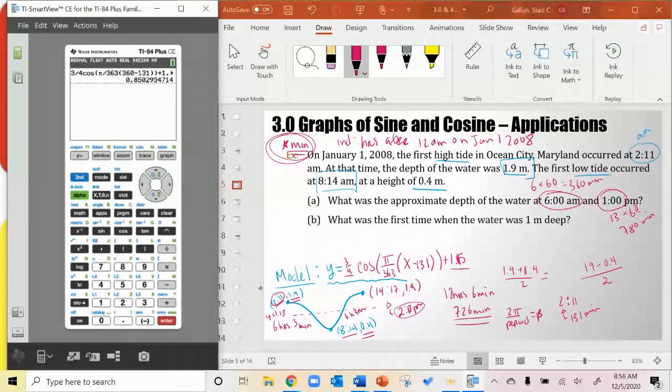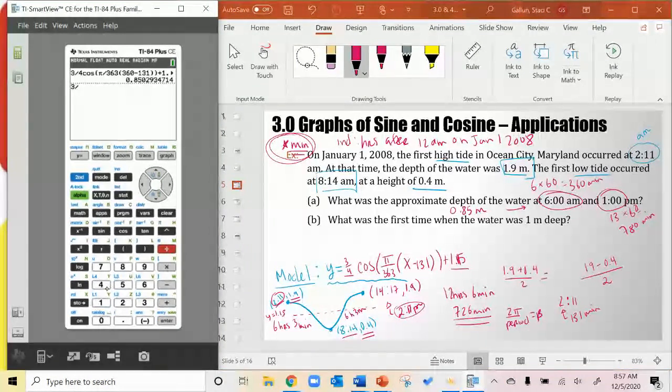Right, so the approximate depth at 6 a.m. would be 0.85 meters. And think about, does that make sense? Okay, so this was 2 a.m., this was 8 a.m., we're somewhere about halfway between them. Oh, that makes sense, right? I'm a little bit below the sinusoidal axis. Right? So let's do the other one.